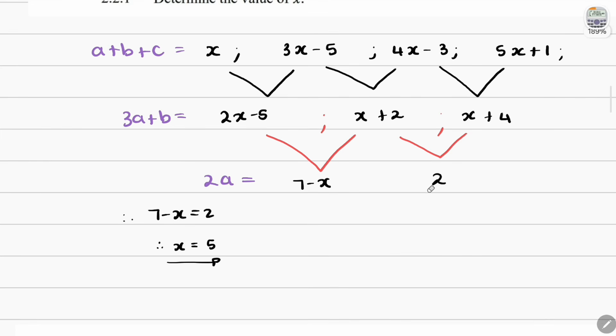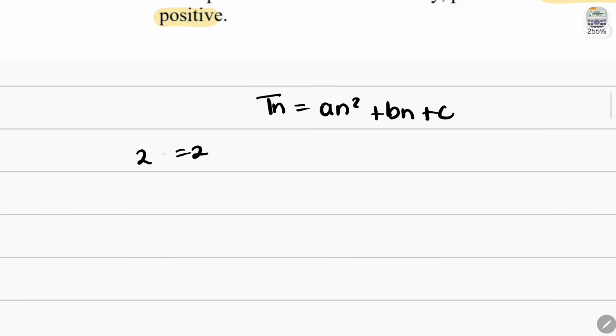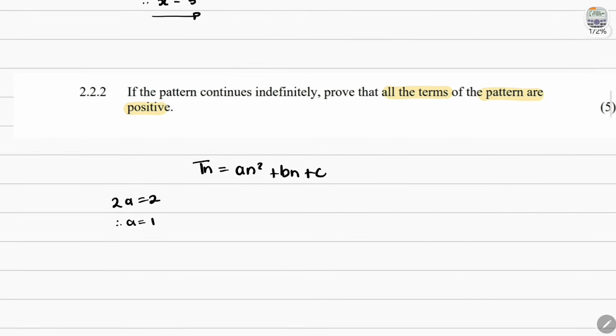Now, in this one, it's quite simple because we already know what that second constant difference is. So we'll just say 2a equals 2. So if 2a is equal to 2, what is a equal to? a would simply be equal to 1 if you divide both sides by 2.